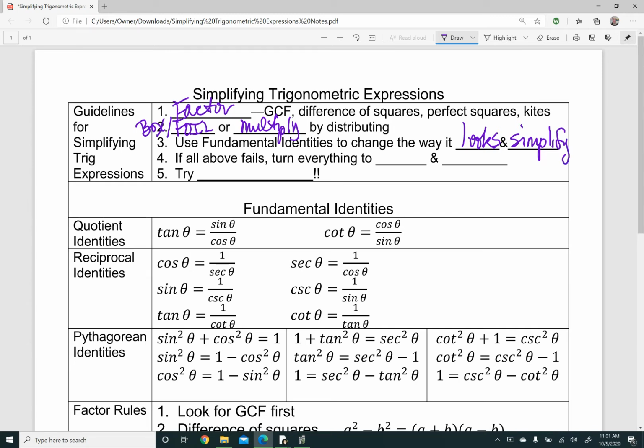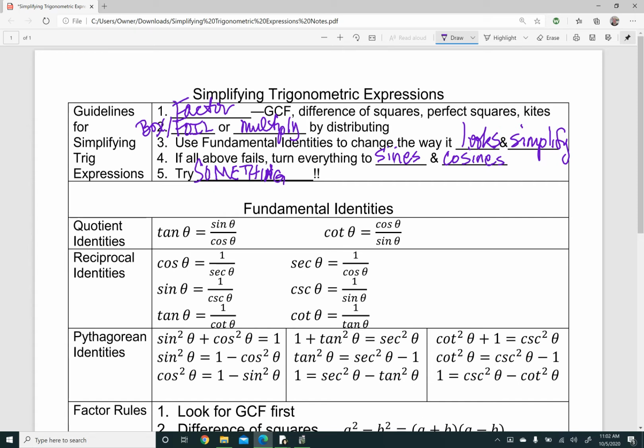If all above fails, we're going to turn everything to sines and cosines. This is my favorite method right here. But when in doubt, try something. Don't just look at the problem and say, I can't. Try something. We have all of these fundamental identities down here, and they are basically just a list of things that rewrite the way things can look, okay?